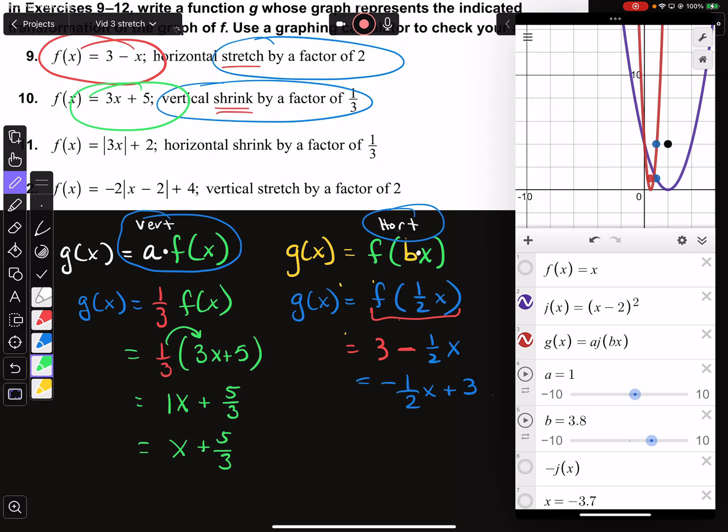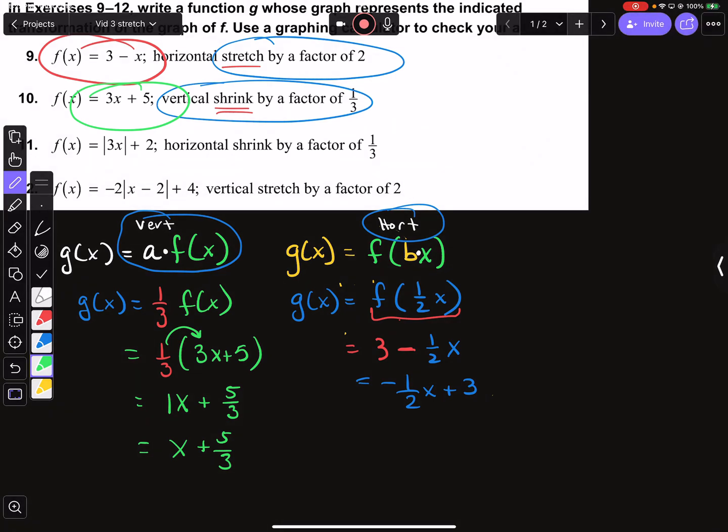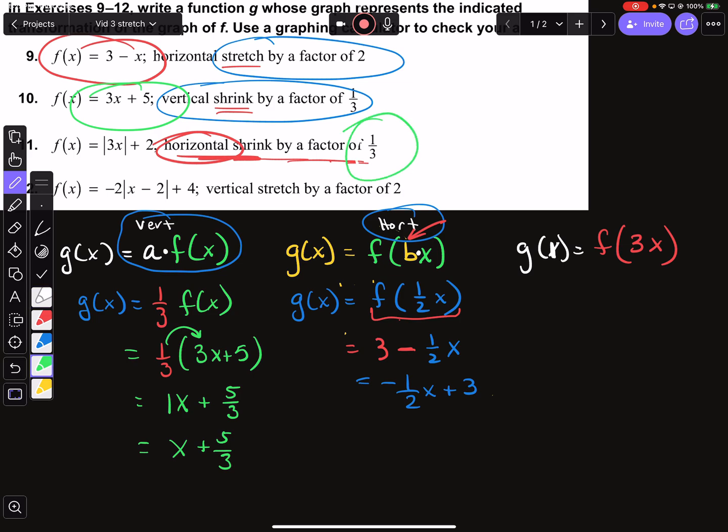See, 11, we're back to a horizontal. I'm going to get this guy out of the way here. We'll do number 11 right next to number 9 here. So g of x, my new function is, let's see what they want me to do here. Horizontal, so that's a b value I got to play with. And I want to shrink it by a 1/3, so I just got to use the reciprocal of it. I'll put a 3 in there. Why inside? Because horizontals go inside. Why a 3? Because I got to use the reciprocal of that 1/3 right there.